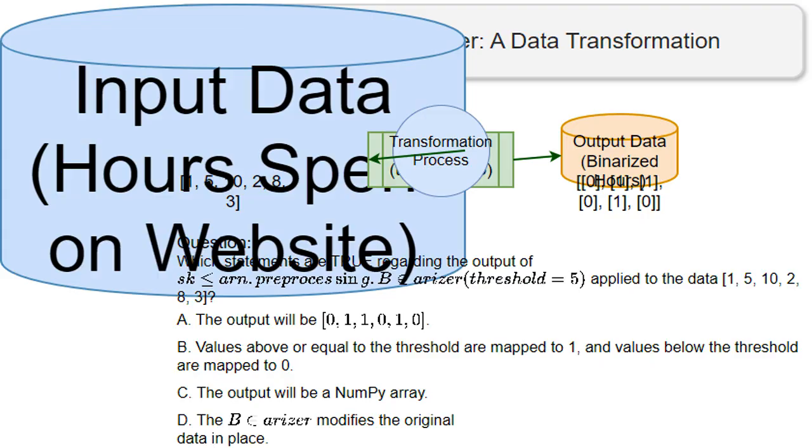This line introduces the data representing the number of hours users spend on a website daily. The data, 1, 5, 10, 2, 8, 3, is crucial for applying the scikit-learn binarizer and understanding the transformation process. This is the raw data we'll be working with. Let's move on to see how we'll use it.